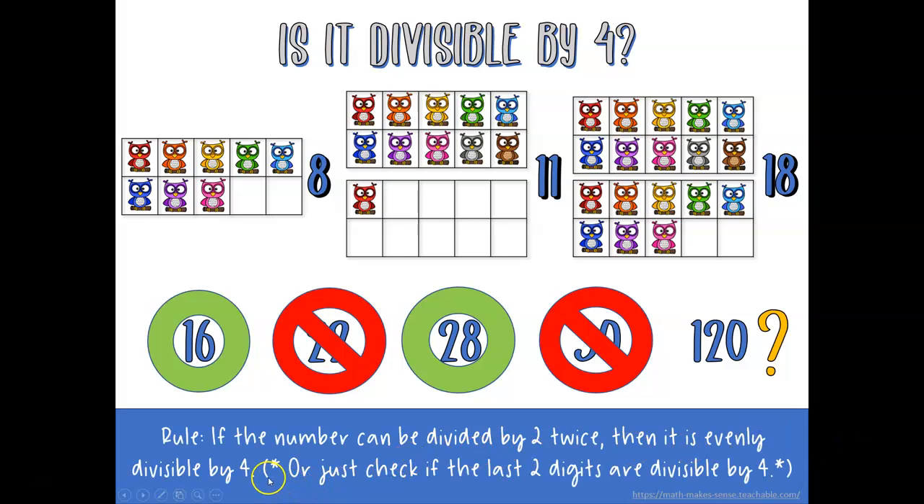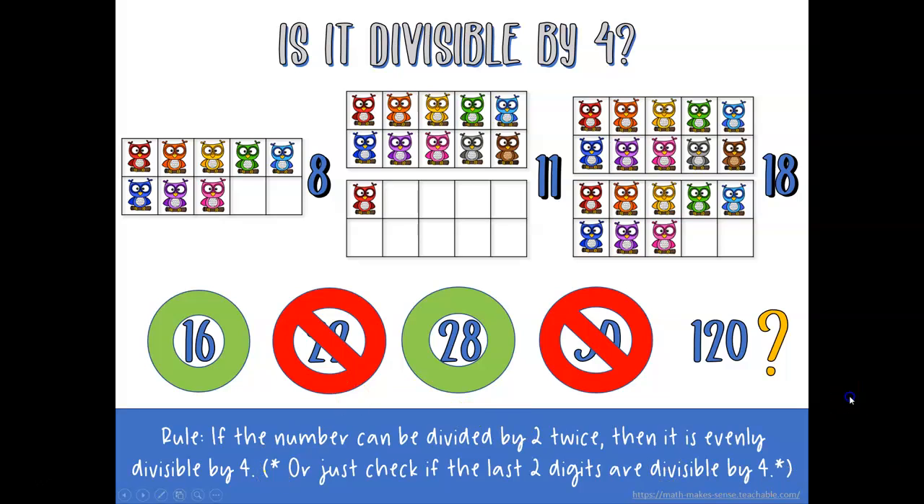But there's another way to think about it if you have really big numbers. So first of all, if the number can be divided by 2 twice, then it is evenly divisible by 4. Now, if you're looking at really big numbers, you only need to check the last 2 digits. If the last 2 digits are divisible by 4, and you can tell that by using this process, see if you can cut it in half twice, then you know the entire number is divisible by 4.